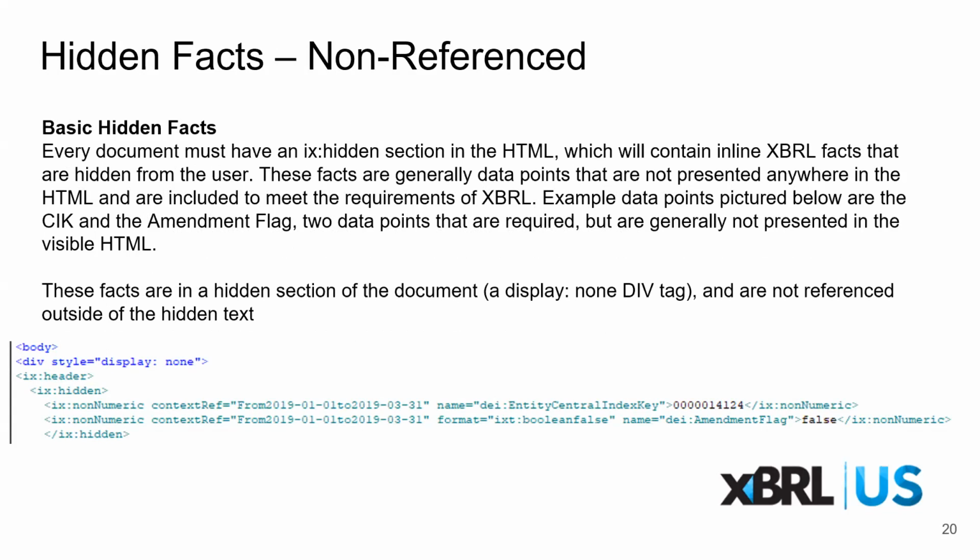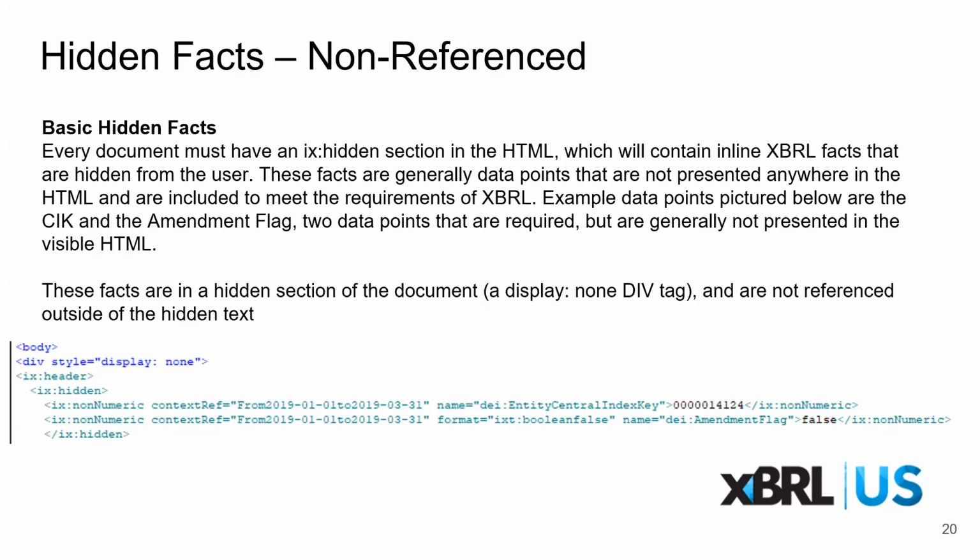And this IX hidden section contains any of these hidden facts that are in the XBRL document but are hidden from the user. And what generally goes in here are going to be data points that are not presented anywhere in the actual document. So things that aren't visible on the document but are still required for compliance purposes. And example data points pictured below would be the CIK and the amendment flag. These are both required. You have to have your CIK in your XBRL, and you have to have whether it's an amendment or not. So those are required data points, but you're not going to look at a cover page and see your CIK on it.